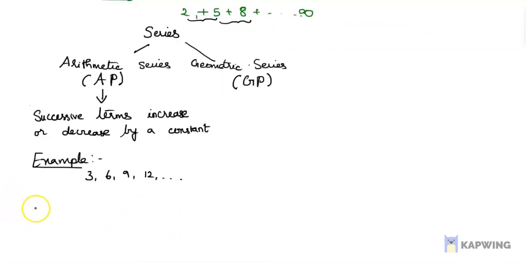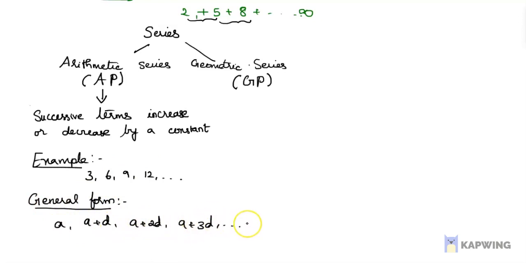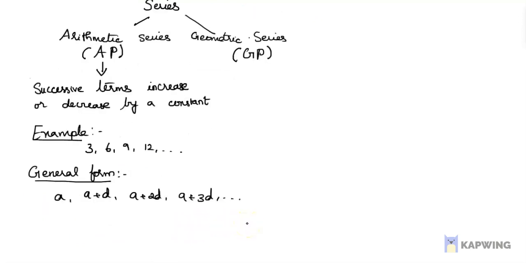And what is the general form of arithmetic progression? Arithmetic progression can be represented in general as a, a plus d, a plus 2d, a plus 3d, etc. Here a is called the first term, a plus d is the second term, and so on. a is the first term and d represents the common difference.